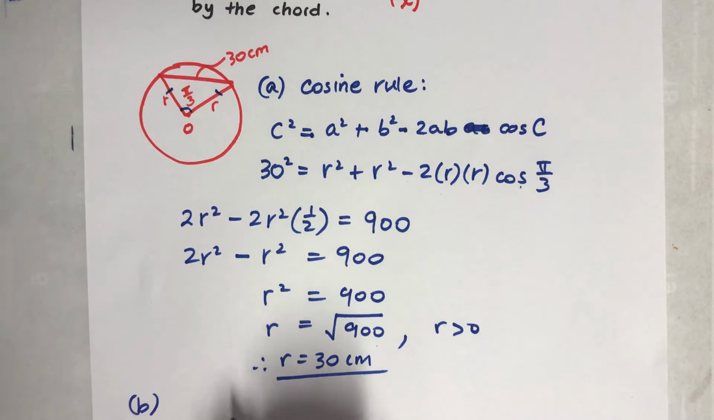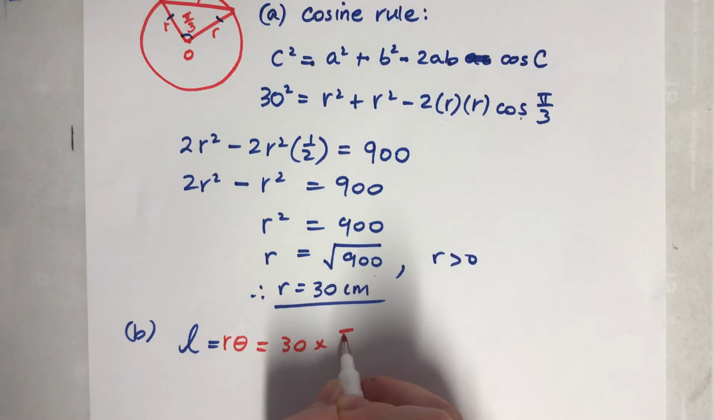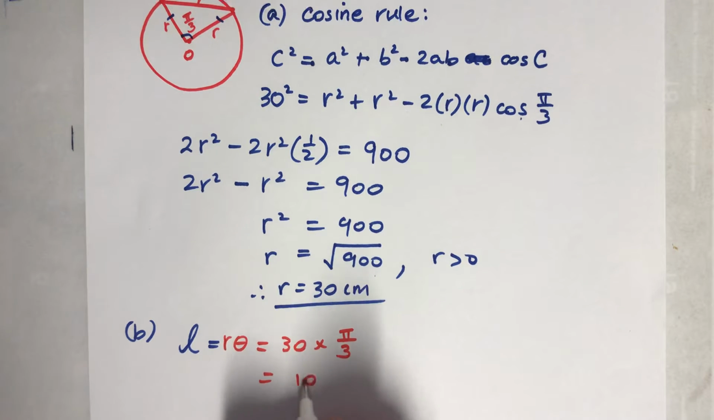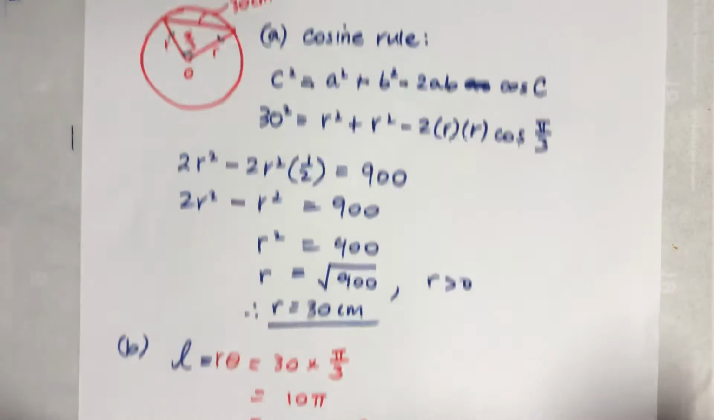Part B, find the length of the arc. L equals r theta. The theta we got is pi over 3, and r we just found is 30. So it'll be 30 times pi over 3, which gives me 10 pi, and putting that in my calculator I will get 31.4159 and so on, and it says 1 decimal place, so I'm just going to go with 31.4 centimeters. Excellent. So that's the answer. Now question 2.